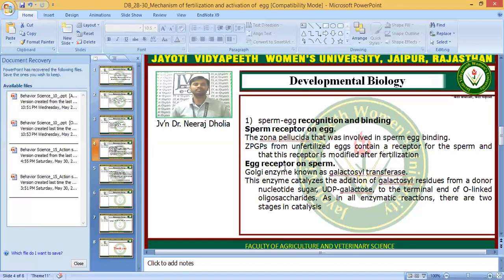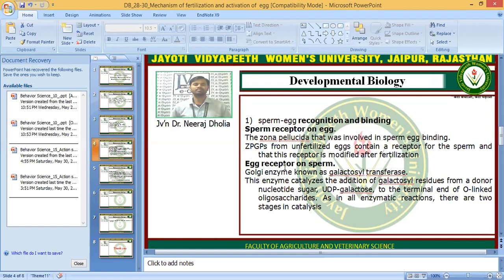So the membrane of the unfertilized egg has the zona pellucida glycoproteins, and these glycoproteins have a specific receptor for the sperm. But these receptors are species specific, meaning if the sperm of the same species is there, then it will recognize it. Otherwise, it will not recognize the sperm. Likewise, there is an egg receptor on the sperm.